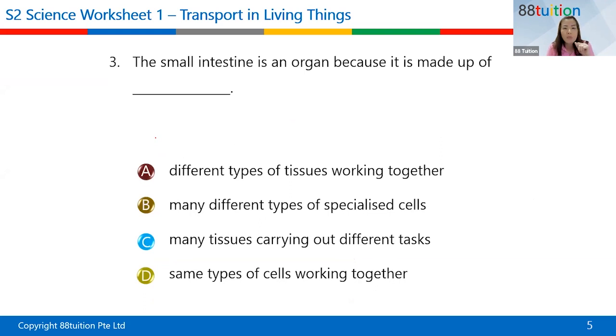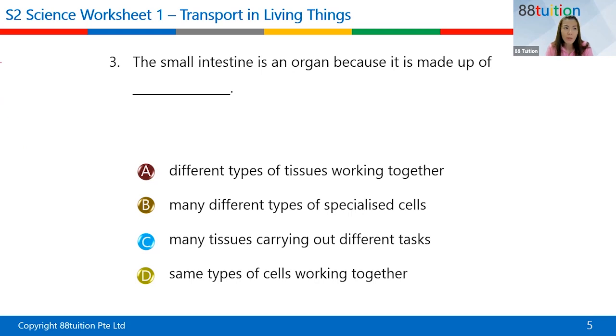Question 3. The small intestine is an organ because it is made up of... I think this is also in primary school. An organ is made up of tissue, then tissue is made up of something. Do you still remember this? Then many organs come together to form another system, not the human body system. So the small intestine is an organ because it is made out of tissue.